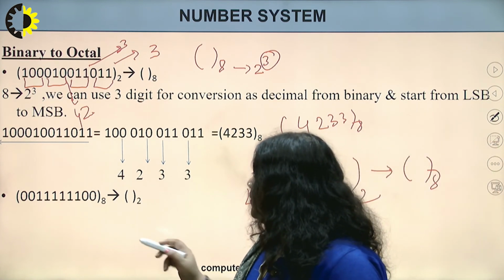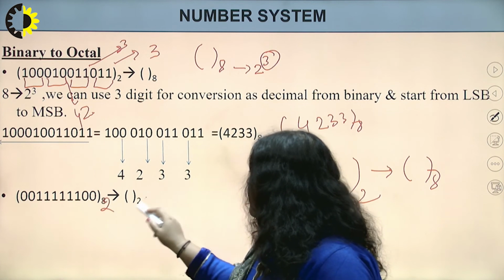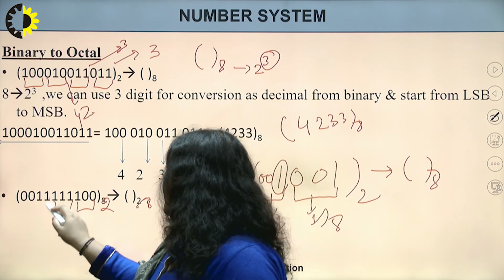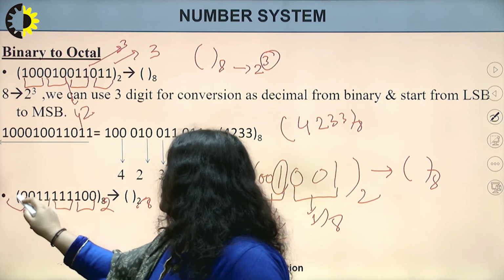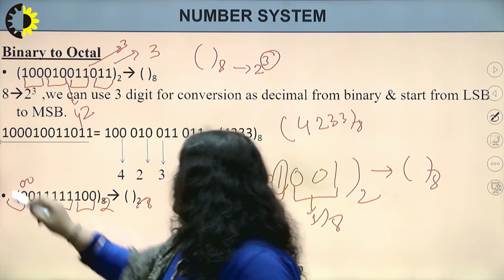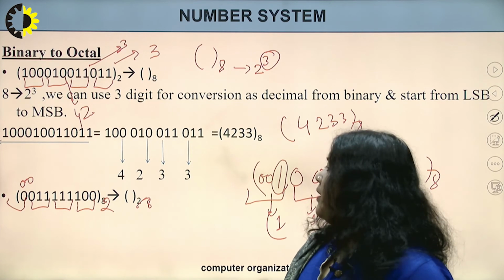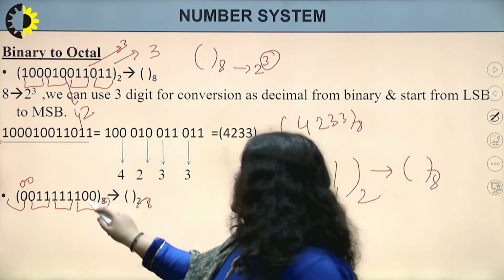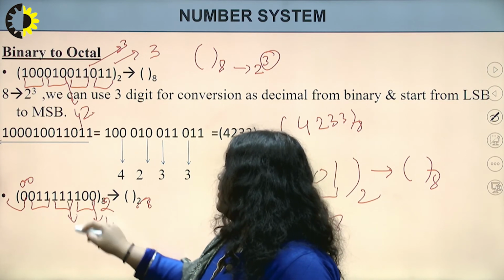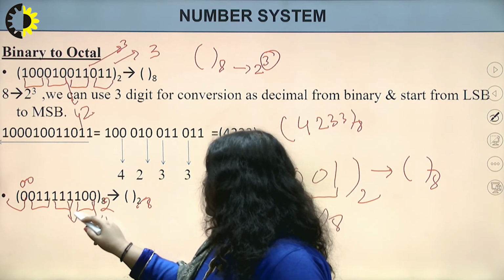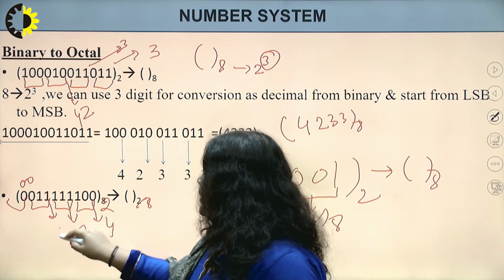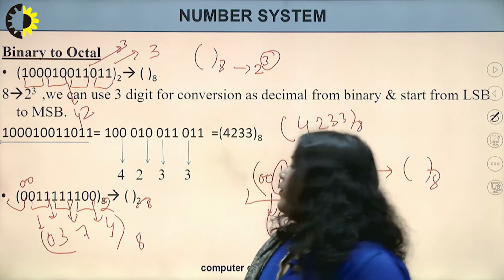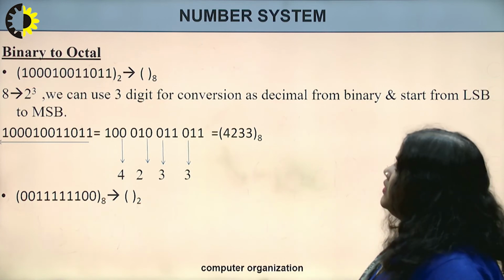And now this is also binary to octal. So this is 3, 3, 3, and this is 3. We take 0 0 for completing the grouping of 3-bit digits. So it is basically 4, 7, 3, and 0. So the answer is 0374 from binary to octal. So this is the conversion.